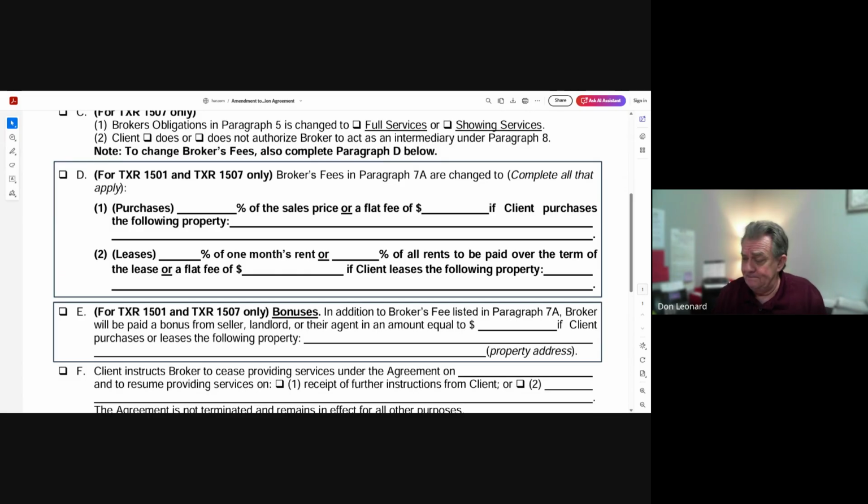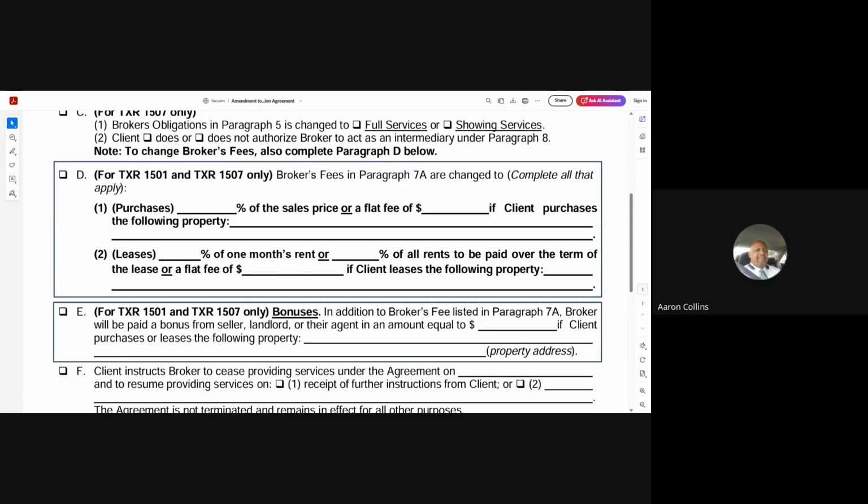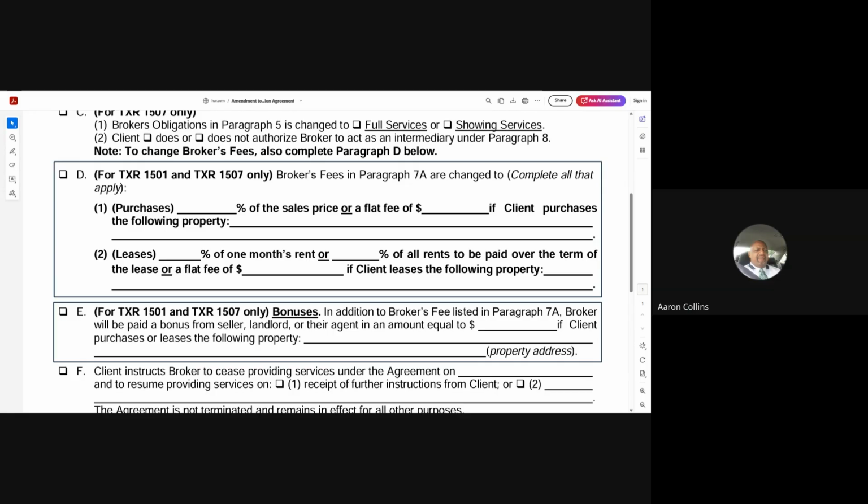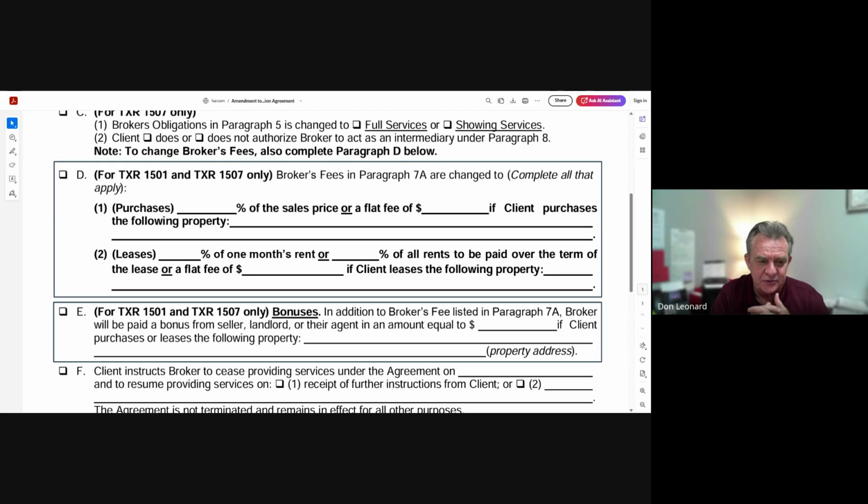Aaron, go ahead. On the 1501, you were telling us about designating a certain area to show. I came in not knowing where you're at. If I have showings somewhere in Katy and in Pearland and in Spring, where would you list all of that? What line item or number is that on? That's market area. That's in 3.